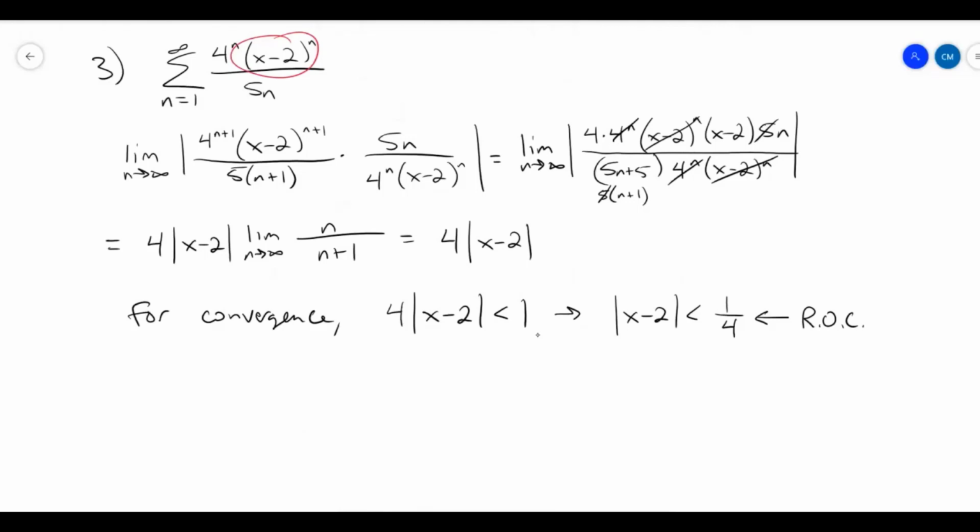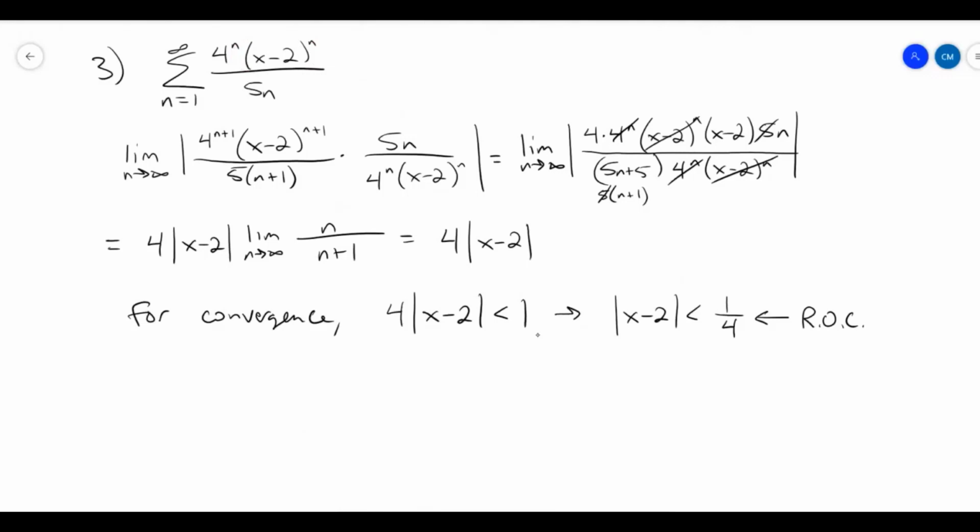And so what this is telling us, once we reach this step here, the x minus the center is less than a number. That number is the radius of convergence. So if we were only asked for the radius of convergence, in fact, we'd be done with this problem. But now we're asked for the interval, so we have to keep going.